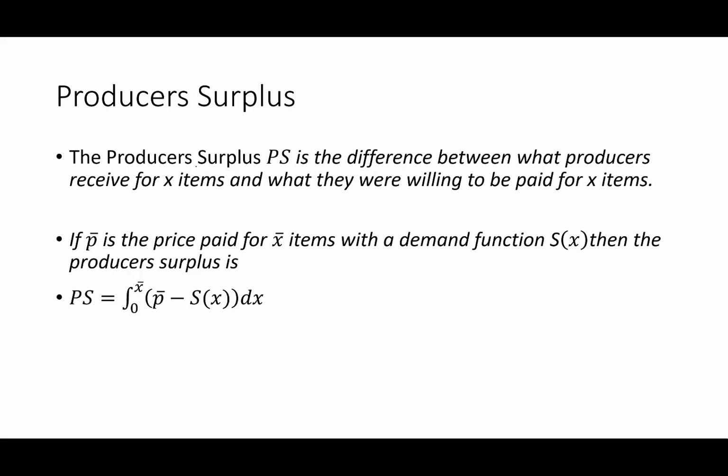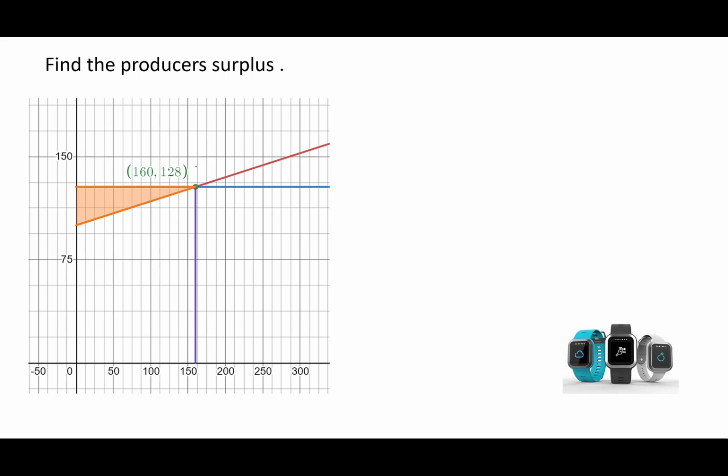So the producer surplus, which I will write as PS, is the difference between what producers receive for x items and what they were willing to be paid for x items. We will use P bar for the price paid for x bar items with the supply function S(x). The producer surplus will be PS equals the integral from 0 to x bar of (P bar minus S(x)) dx. So we're back to thinking again about this as the difference between curves, and you need to look at the fact that P bar is on top and S(x) is underneath that. So when I'm doing my subtraction, I'm going 0 to x bar of P bar minus S(x).